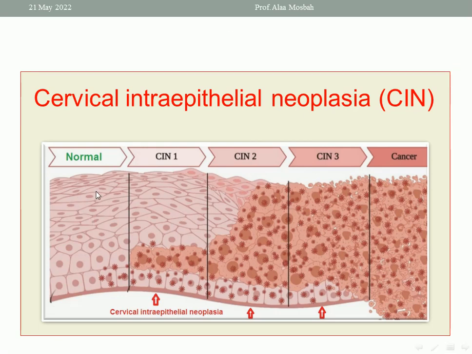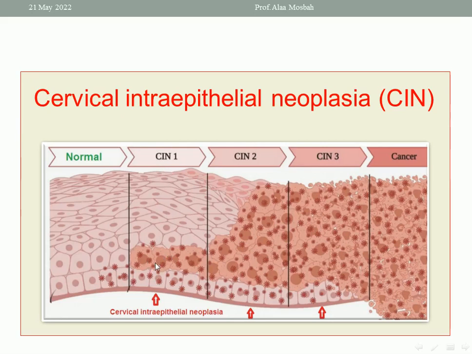At the left side of the picture is the normal epithelium with intact basement membrane. On the right side of the picture is the invasive cancer with invasion of the basement membrane. In the middle of the picture there are CIN1, 2, and 3. CIN1 corresponds to the mild dysplasia, which is the old name. CIN2 is a moderate dysplasia. CIN3 is a severe dysplasia.